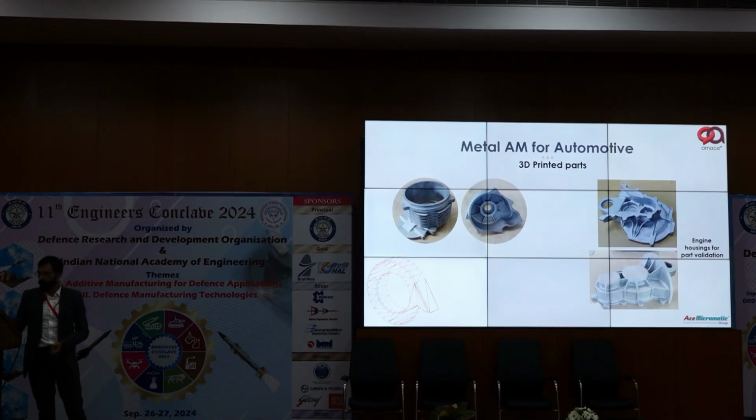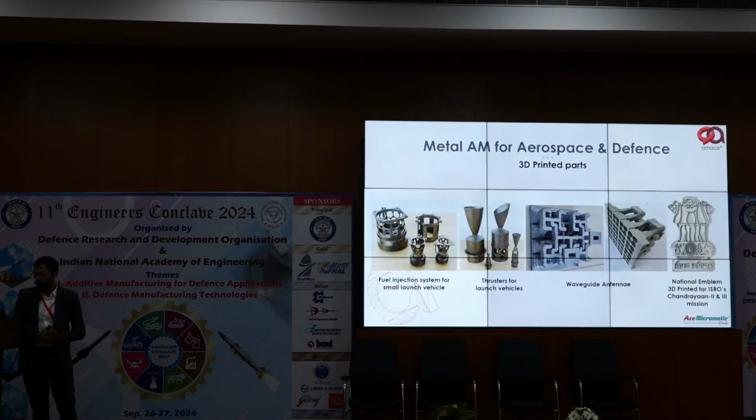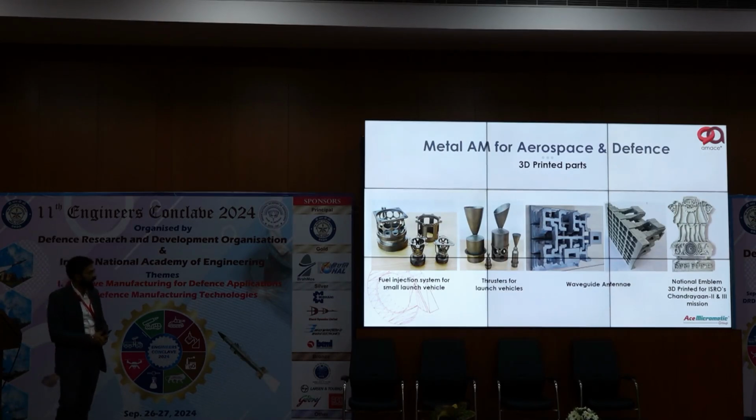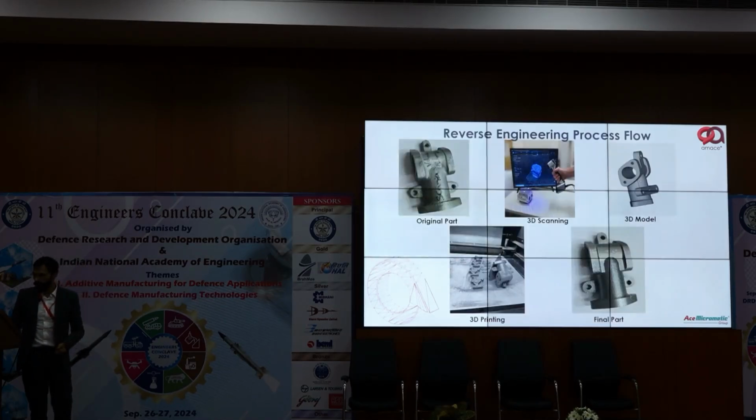A whole lot of applications from automotive, be it prototyping or small batches for different industries. So these are some of the examples that have been done in various materials. A lot of work in defense and space. Some of them may be familiar, be it nozzles for space applications, waveguide antenna for defense application, including the very prestigious national emblem that we printed for Chandrayaan, which is laid to print on the moon surface now. So these are just some of them that we've done for the industry.